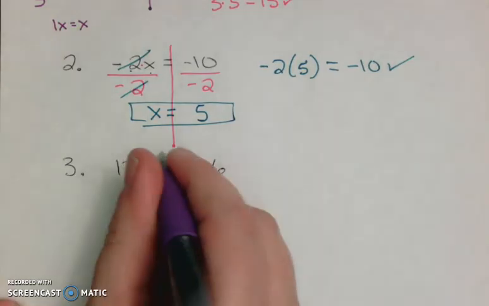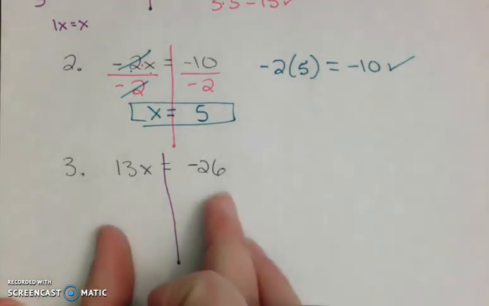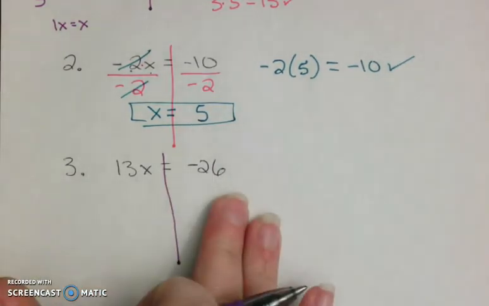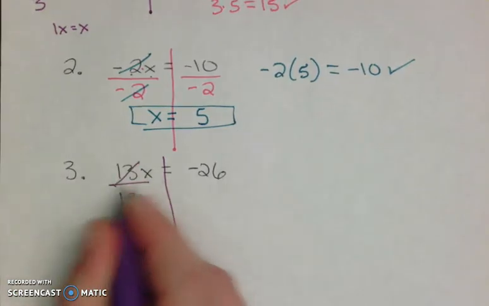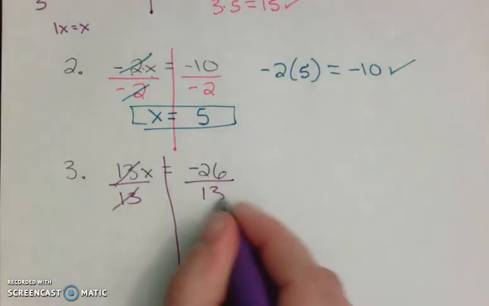All right, you put the line here to keep the sides separated, so we know what we do to this side, we do to this side as well. This is multiplication, so we're going to divide by 13. Bam, bam. Divide this side by 13.